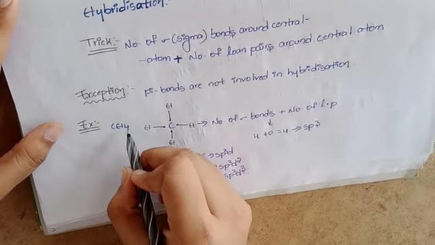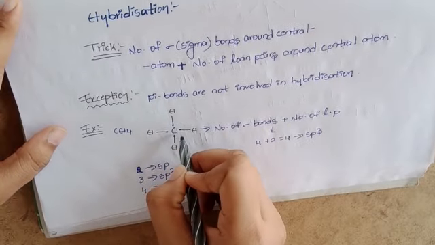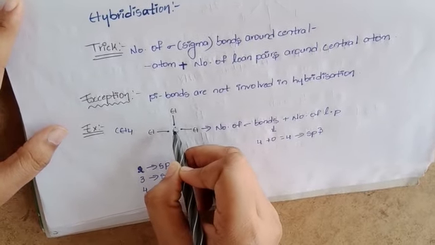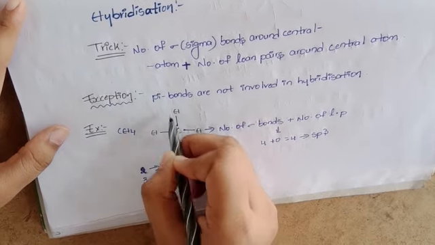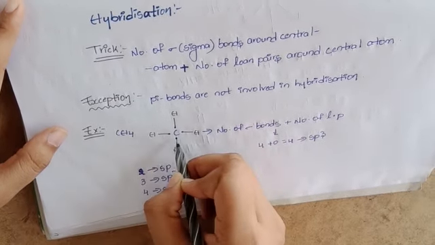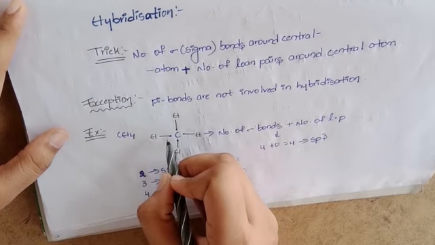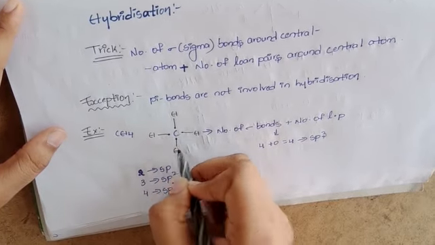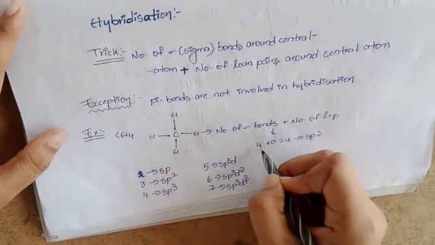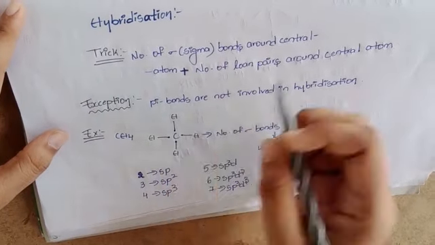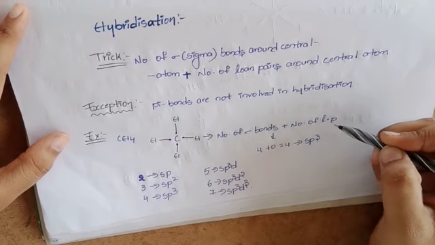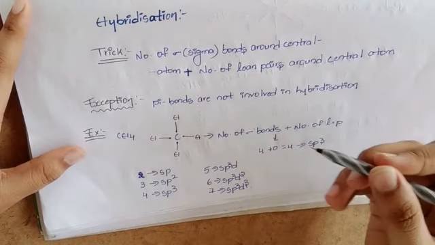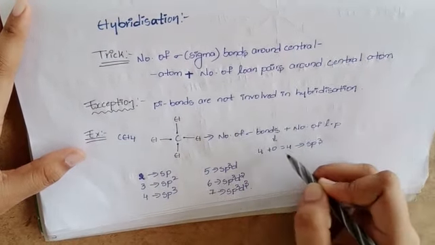Example, methane. In methane, carbon is in group 4A, which means there are four valence electrons. Each is bonded to a hydrogen atom, so the total number of sigma bonds is 4: 1, 2, 3, 4. There are no lone pairs. Remember that a pair of electrons is called a lone pair. So the total is 4.